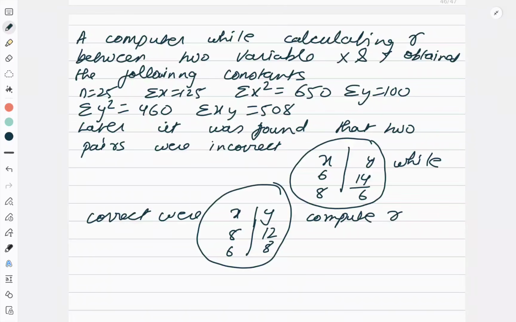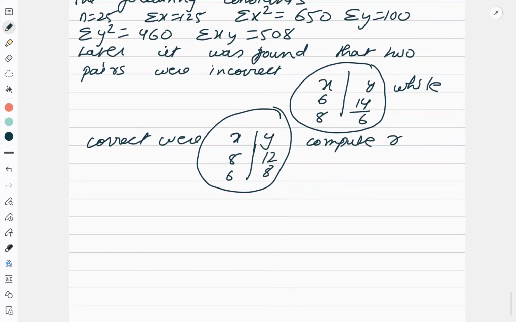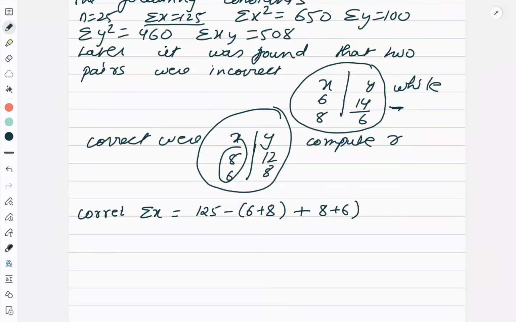Instead of taking x as 6 and 8, I have taken 8 and 6, and y as 14 and 6, I have taken 12 and 8. So now I need to correct it. So how can we correct it? Now see, what is the correct sigma x? As per the given, it is 125. So 125 is the sigma x when I consider this data. So this data should be removed. Correct? And which data should be added? This data should be added. So particularly for summation x, it is not affecting, because 8 plus 6 is equal to 6 plus 8. So this value is 125 only.